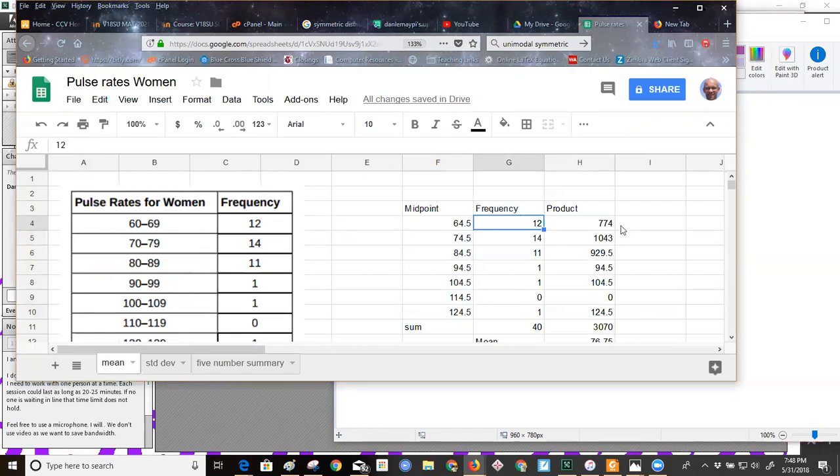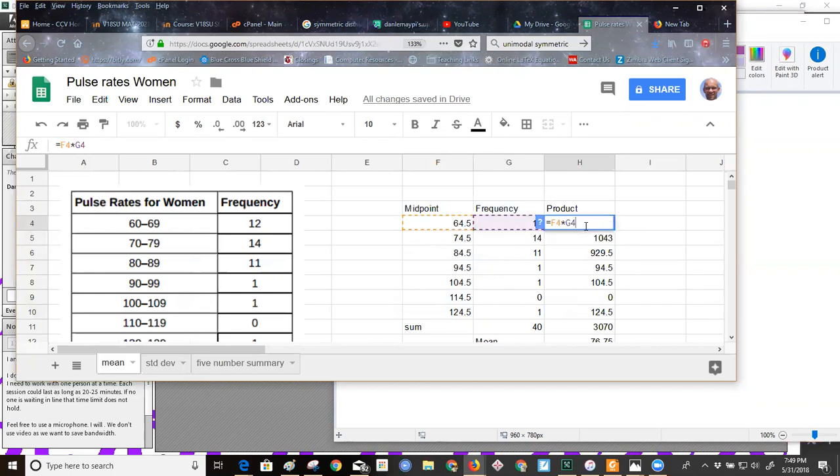Okay, so to find the mean, I'll walk you through this since I'm here. To get the mean, if I have 12 64.5s, I add those up. Well, another way to do it is just multiply 64.5 times 12. And those 12 numbers add up to 774. And those 14 numbers add up to that, and so on and so forth.